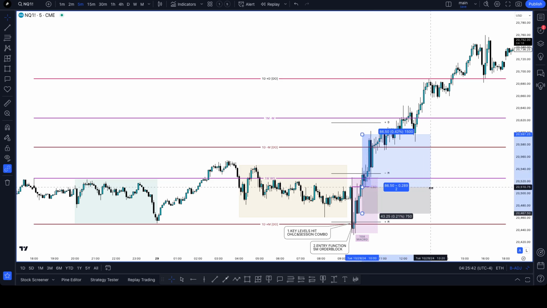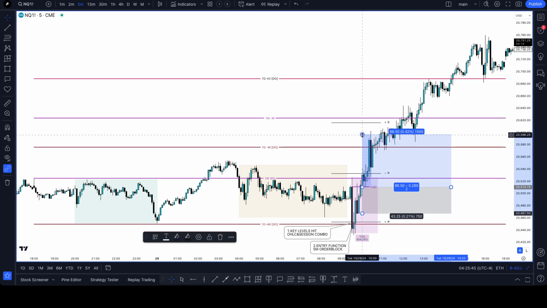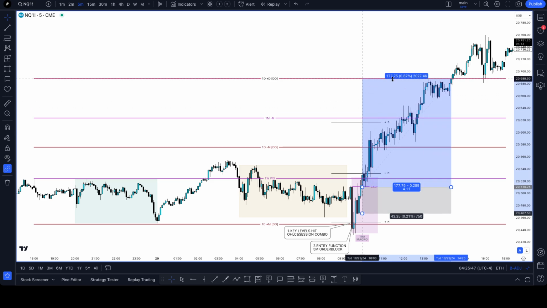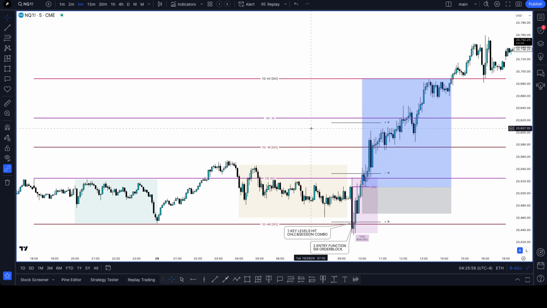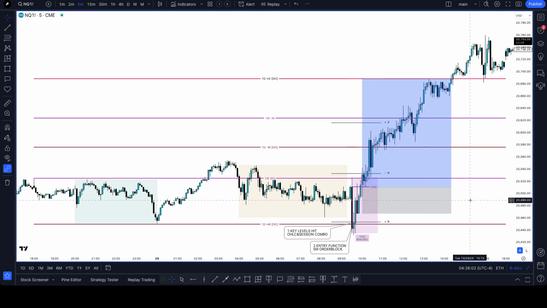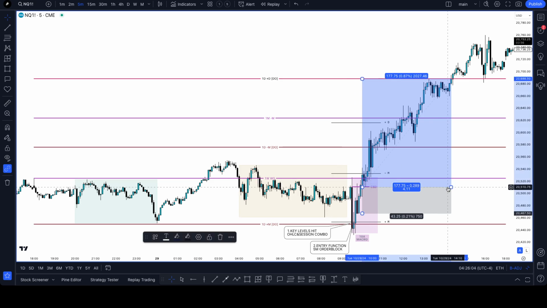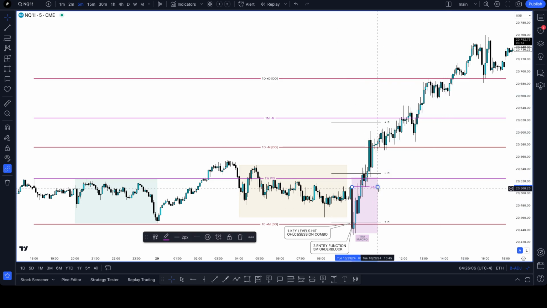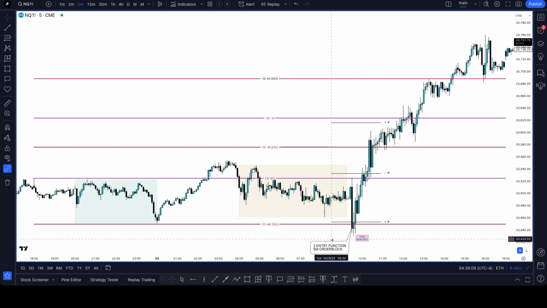So I like to exit at session, I like to use stat map levels as my targets and exits just to keep it consistent always within my trading. Okay, so let's go ahead and get rid of this, and then we're going to hop on to the 2-minute. So this was a great example today of the Orderblock Statistical Model.